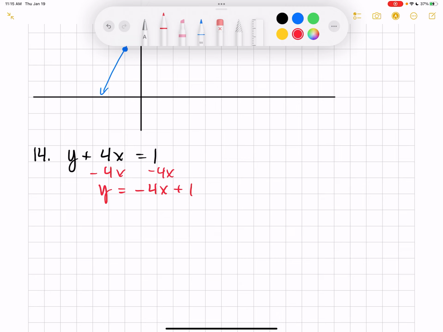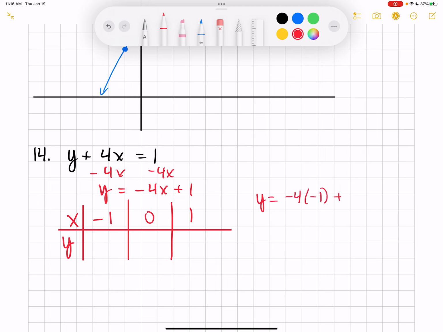The table. So I'm going to do x and y values. Again, I'm going to use -1, 0, and 1. So y is equal to -4 times -1 plus 1. -4 times -1 is 4. 4 plus 1 is 5. So y equals 5. So I put in 5 here, and that gives me the xy point, -1, 5.